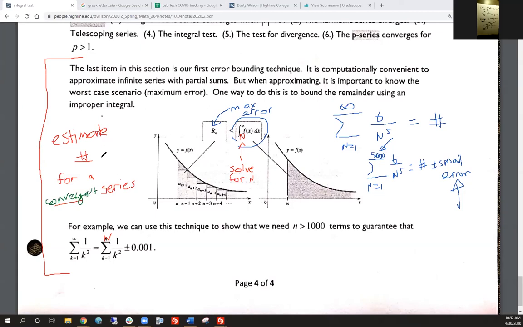Okay. So we can estimate the number for a convergent series by taking advantage of this remainder theorem and the integral test. Again, it's ugly. I think in section maybe 10.6, we will learn about a method using the alternating series that's much easier than this. But this is our first error bounding method. Any questions about this? We're good to go for today.